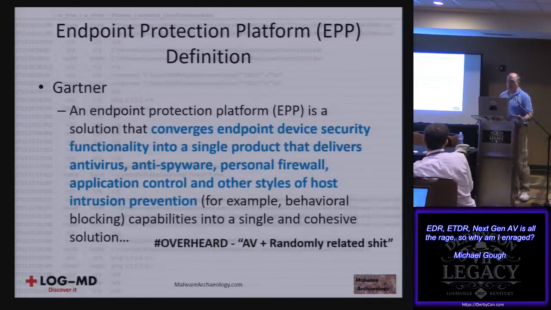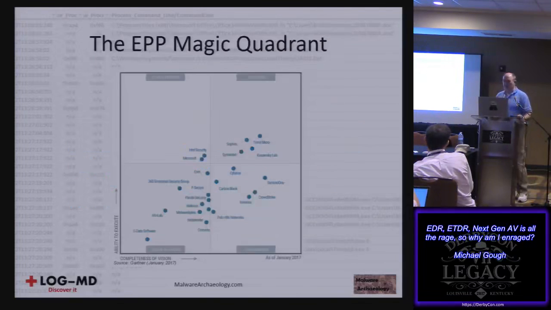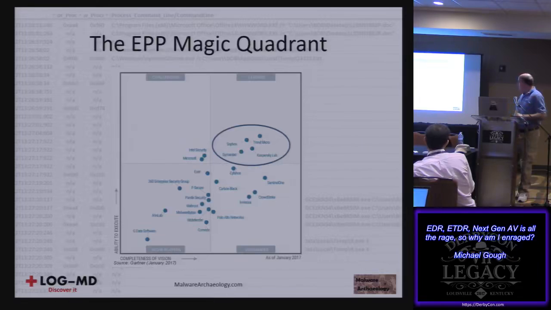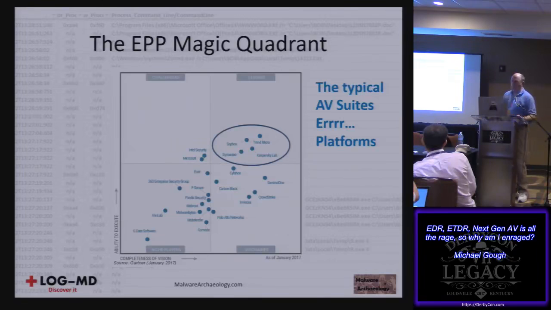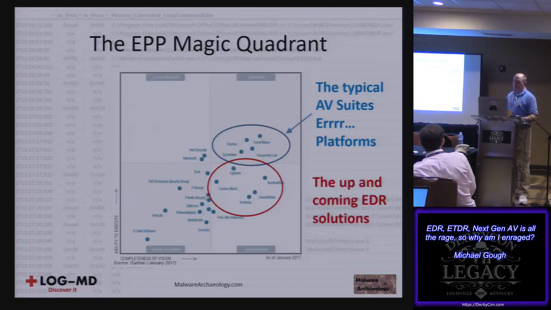So let's look at some definitions real quick. Remember, here's the EPP. That's pretty much all the main vendors we're aware of. It's that AV plus randomly related shit. This is Gartner's definition. You can read this online when I post it. Just put it on there so you know what Gartner's saying about it. And again, it's just AV and randomly related shit. So here's the magic quadrant. So as we can see here, the big EPP, the AV vendors right now are the typical AV suites, right?